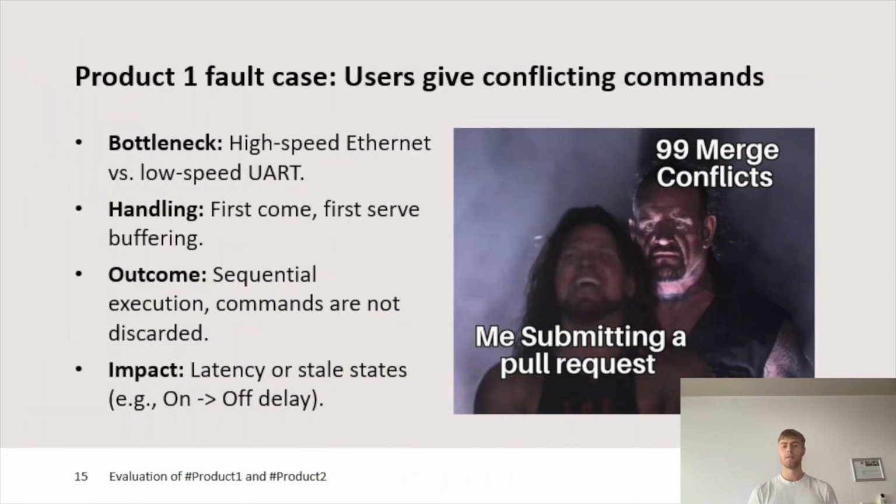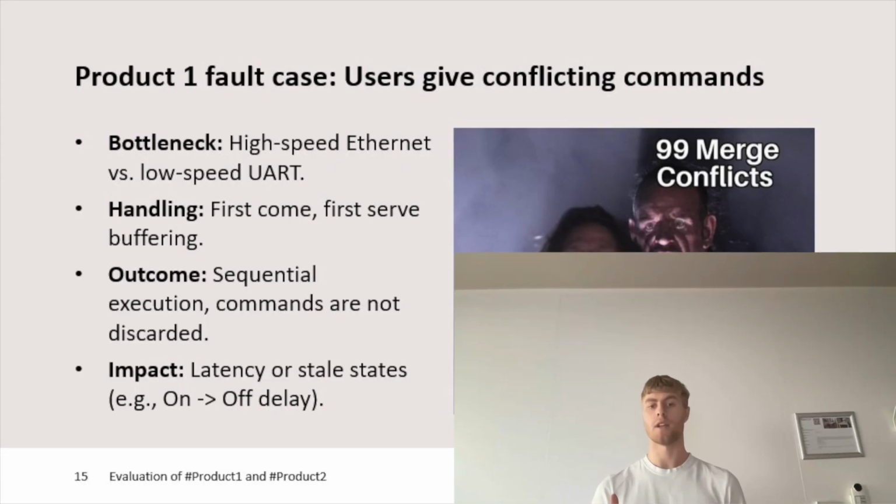And lastly, we consider the impact of user behavior. Let's say the user sends conflicting commands. In this case, the problem is that the speed difference between the Ethernet and the serial might create a bottleneck. Commands are buffered and processed sequentially. These rapid conflicts aren't discarded, but are executed one after another, potentially causing latency or stale light states. So that was it regarding the Philips Hue.